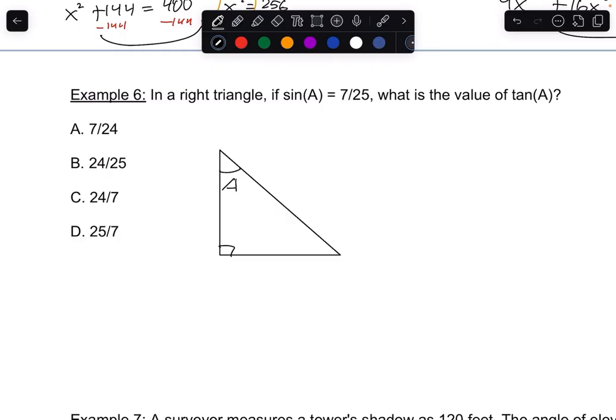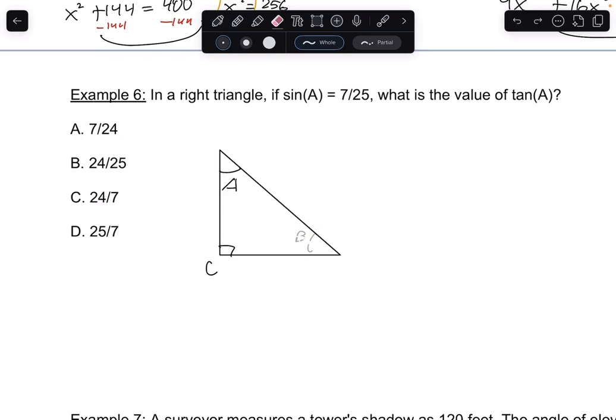But if I make that angle A, this one has to be B, and this one has to be C, right? If it says sine of A, never make that angle your right angle. At that point, you want to be able to use the Pythagorean theorem. Okay, in this case, what is the value?